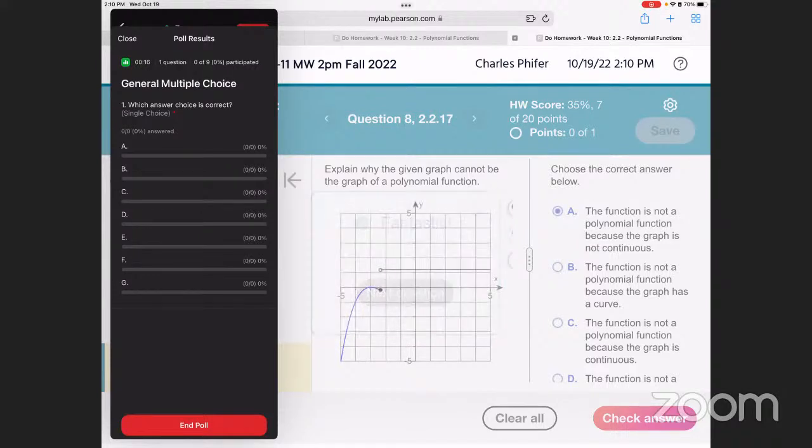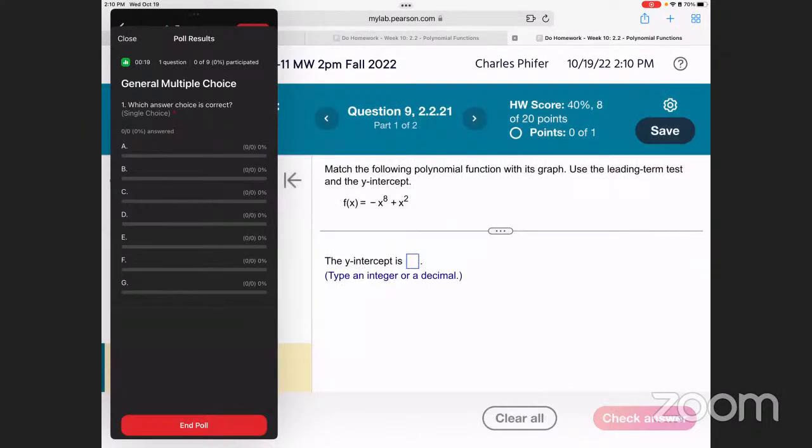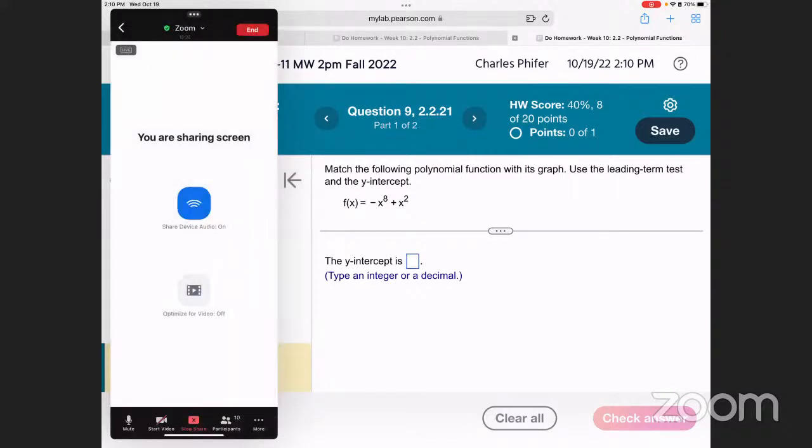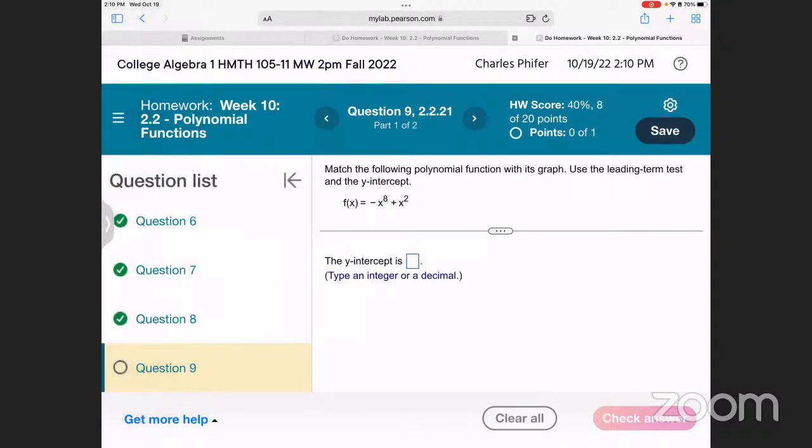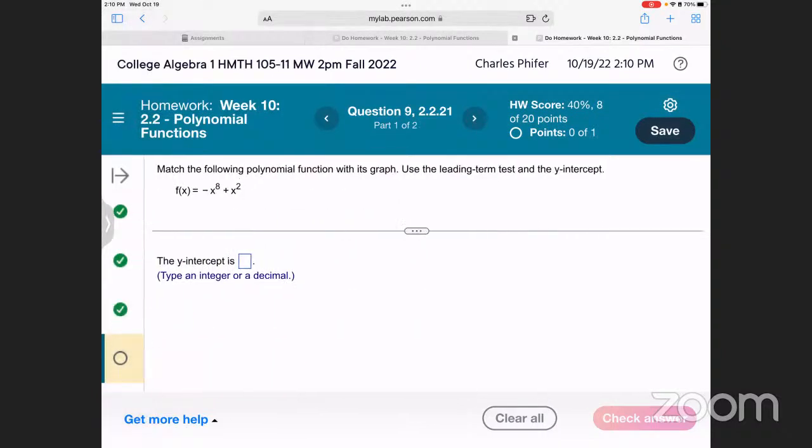Let's go on to the next question. Or the tutors or somebody like that. Match the following polynomial with the graph. Okay, so this one's not multiple choice. Let me just end this poll for right now. And suppress that. Go like this. Come on. with this graph.